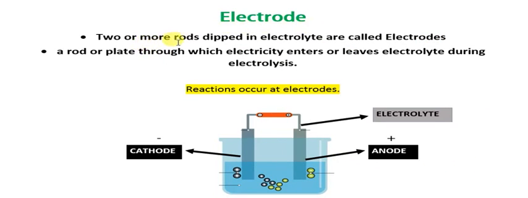Electrode. Two or more rods dipped in electrolyte are called electrodes. Or they can also be defined as a rod or plate through which electricity enters or leaves the electrolyte during electrolysis. As we can clearly see in the figure, these two rods which are dipped in the electrolyte solution are known as electrodes. The one connected to the positive terminal is called the anode and the other one connected to the negative terminal is called the cathode. Reactions occur at these electrodes.